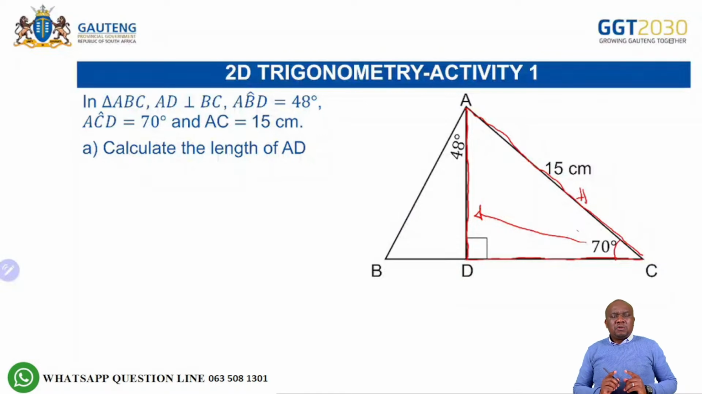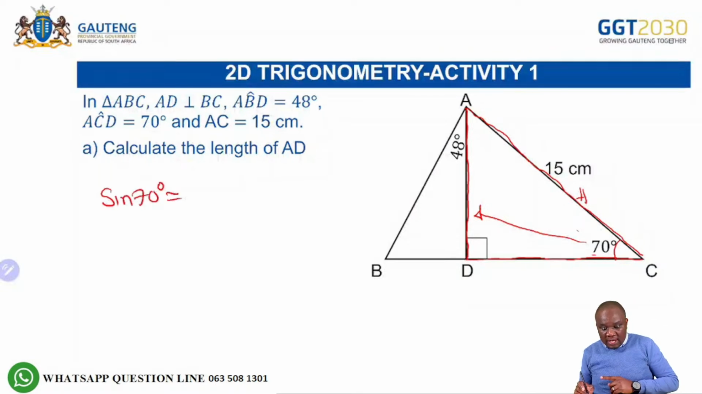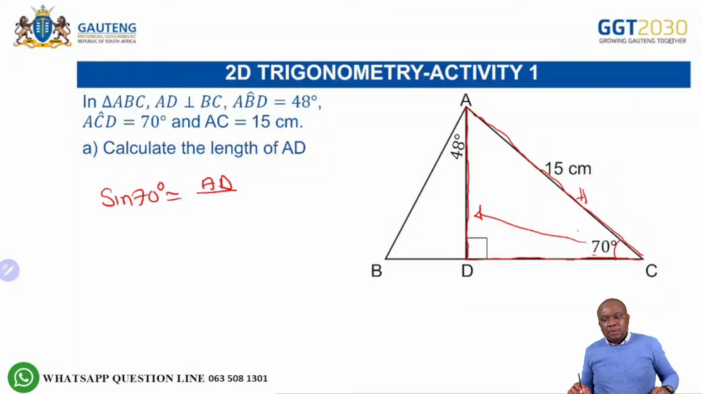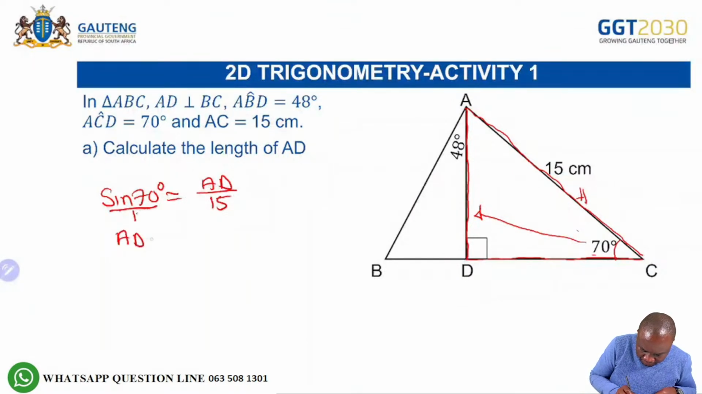Okay, so which trigonometric ratio involves the opposite side and the hypotenuse? It is sine of the angle. So sine 70 degrees is equal to the opposite side, which is AD, that's what we're looking for, over the hypotenuse, which is 15. Like I said, let's just cross multiply or just multiply by 15 on both sides of the equation, right? Then AD over 1, AD times 1 is AD, and 15 times sine 70, 15 sine 70 degrees.